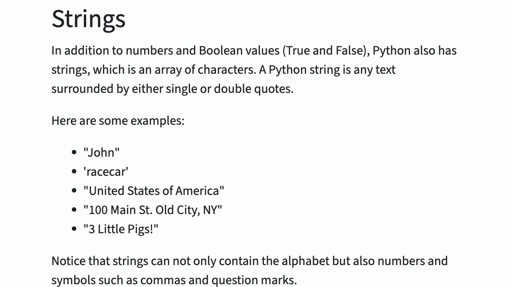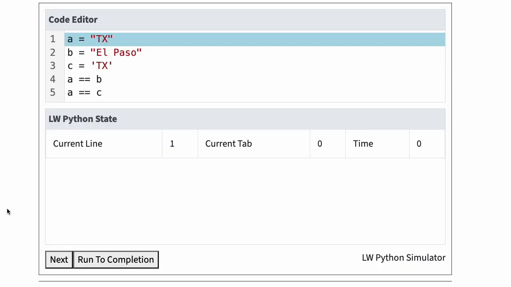In addition to numbers and Boolean values, which are true and false, Python also has strings, which is an array of characters. A Python string is any text surrounded by either single or double quotes. Here are some examples. Notice that strings can not only contain the alphabet, but also numbers and symbols, such as commas and question marks. Let's try out Python strings in a simulator.